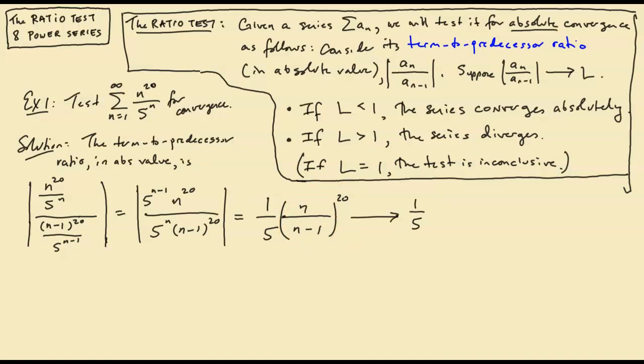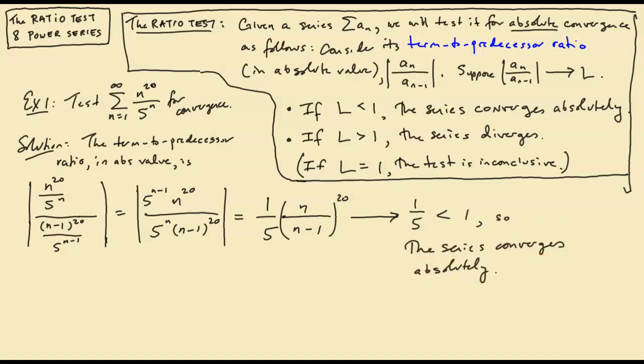Okay, so what can we conclude from that? Well, this limit is less than 1. So the ratio test tells us that the series must converge absolutely. So let me write that up. This limit is 1/5, which is less than 1. So the series converges absolutely.